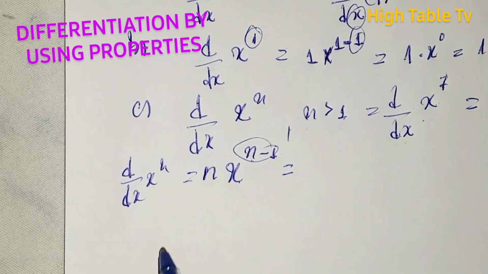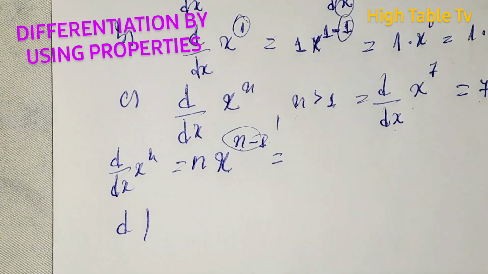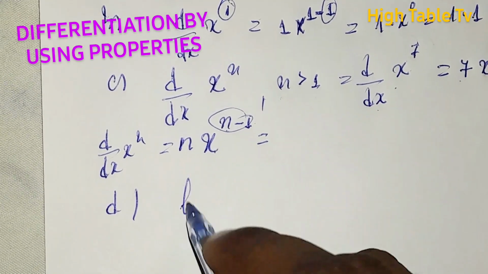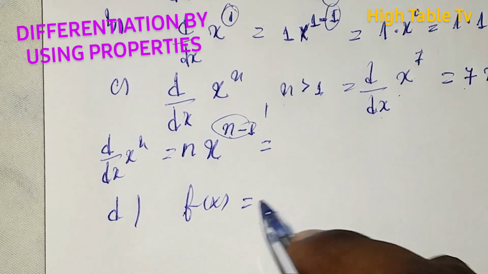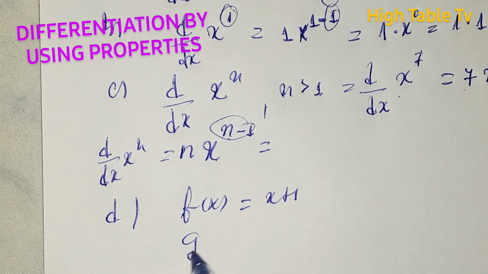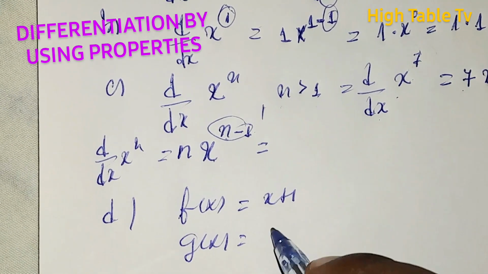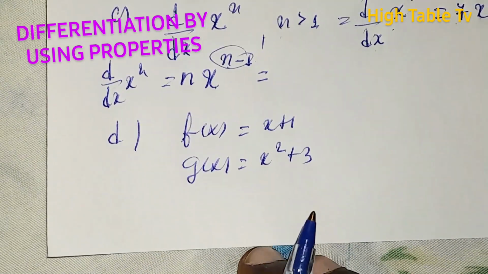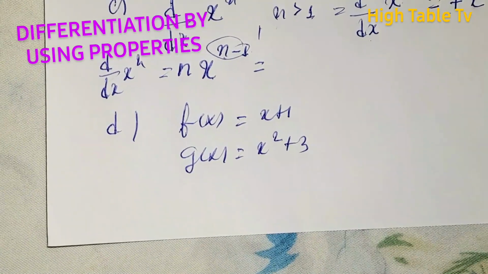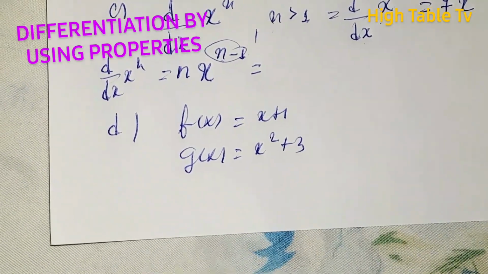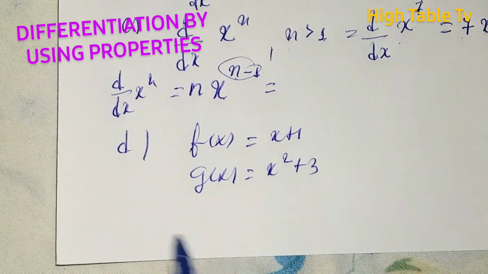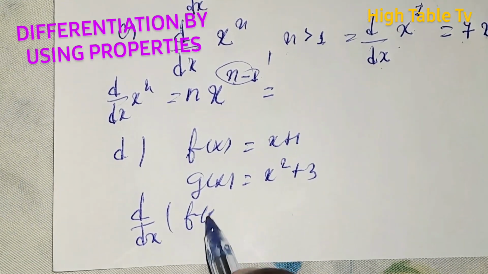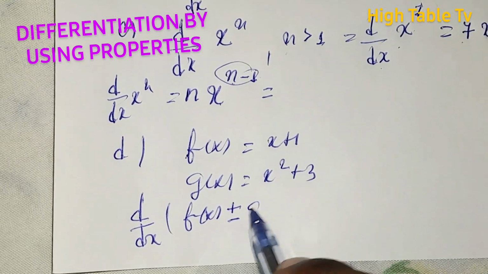So for the fourth property, we can consider two functions. For example, if we have f(x), which will be equal to x plus 1, and g(x), which will be equal to, for example, x squared plus 3. You see, we have two different functions, where the first one is f(x) and the second one is g(x). So if we are asked to find the derivative d over dx of f(x) plus or negative g(x).